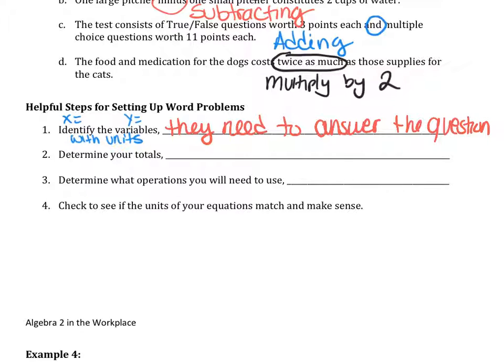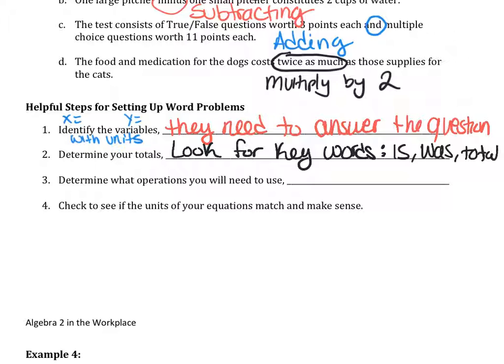Then you want to determine your totals, what your equations are going to equal. So remember, this is where you can look for some of those keywords, like is, or was, or total, etc. Any of those words that imply a total is being used. Then you're going to determine what operations you will need to use, just like we did in the example above. So again, looking for those keywords.